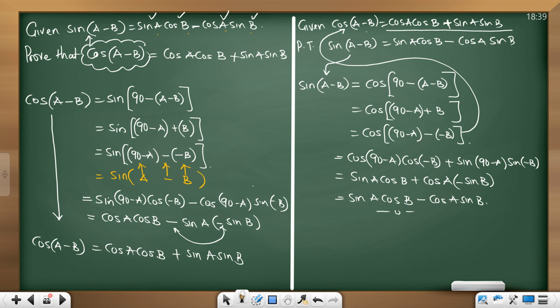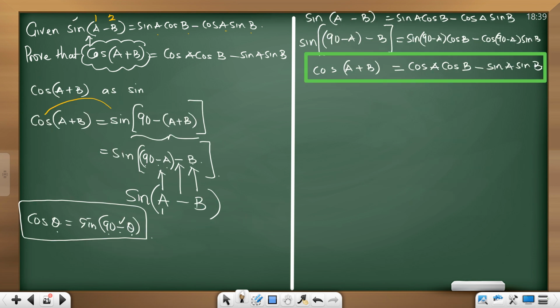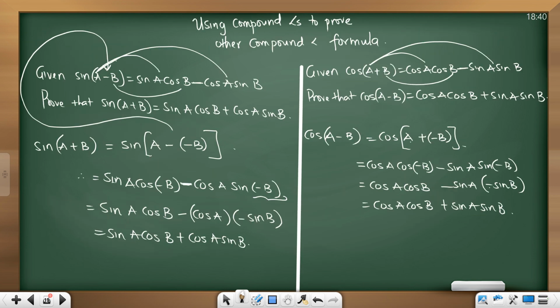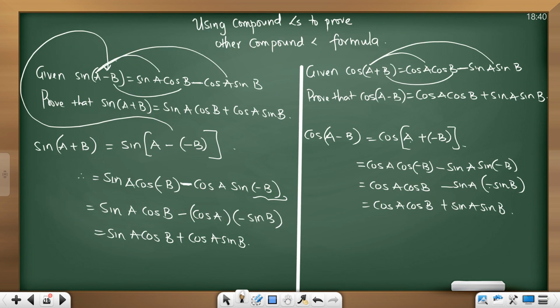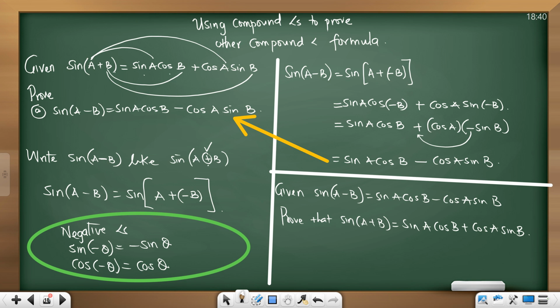Why does the first cosine not get a minus when the second sine gets a minus? Why does that turn into a positive? Cos negative B is cos B. Fourth quadrant, negative angles. Cos negative theta is cos theta. It's the fourth quadrant. And sine negative theta is negative sine theta.